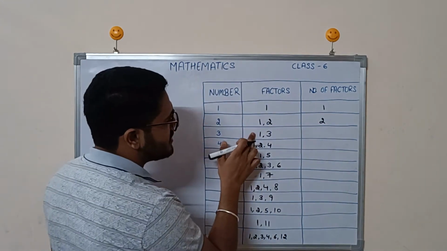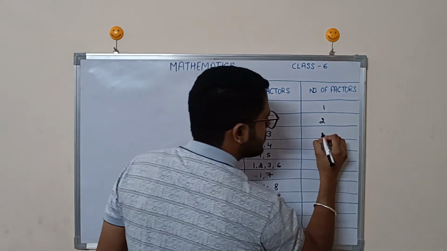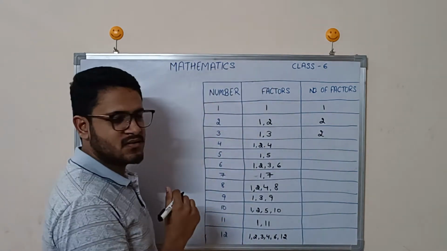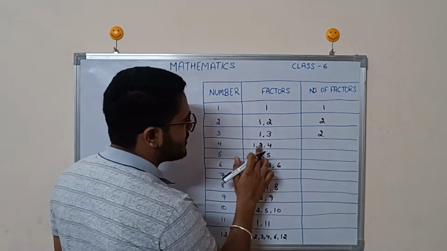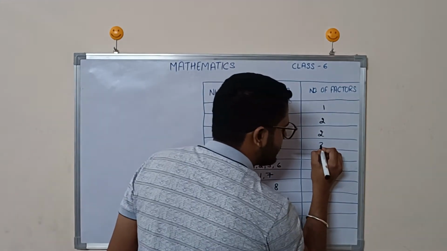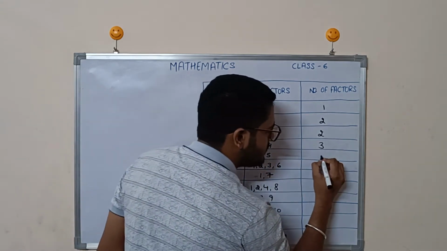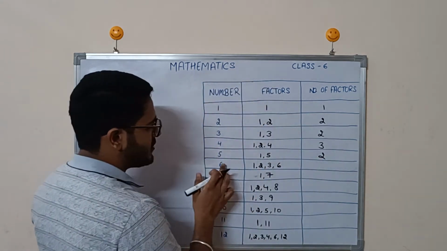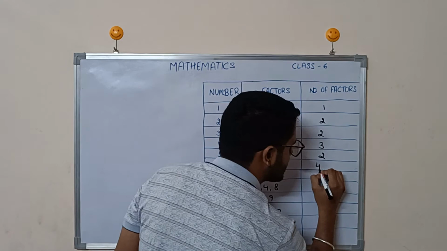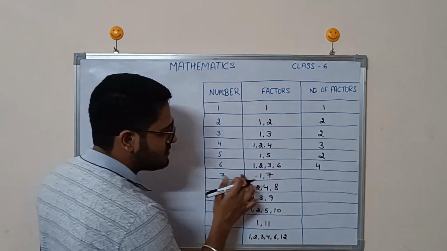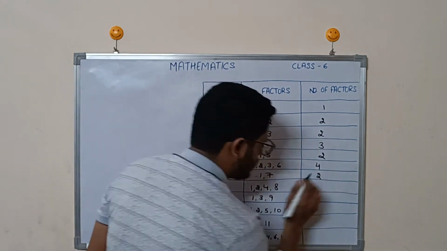Now what is the number of factors of 3? 3 also has 2 factors. Factors of 4 are 1, 2, 4. We have 3 factors of the number 4. For 5 we have 2 factors. For 6 we have 4 factors. For 7 we have 2 factors.